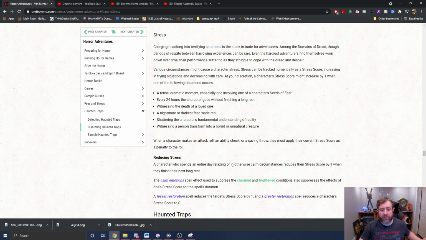A tense, dramatic moment experience, especially one involving one of the character's seeds of fear, so tying those two together. Every 24 hours the character goes without finishing a long rest. This I like a lot, because I think that is very well done. Witnessing the death of a loved one, yep, that could definitely do it. A nightmare or the darkest fear made real. Again, that kind of ties into Seeds of Fear, but I like it. Shattering the character's fundamental understanding of reality. Once again, think of Sanity and Cthulhu stuff. Witnessing a person transform into a horrid or unnatural creature.